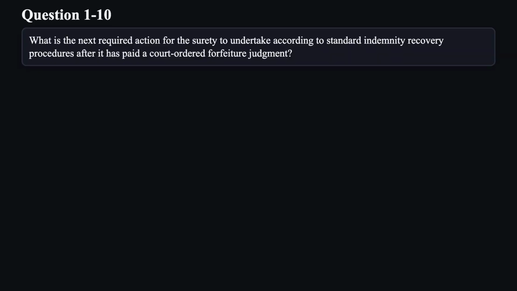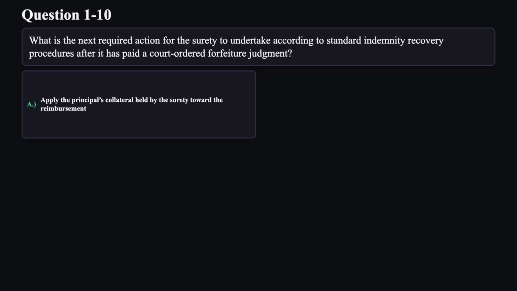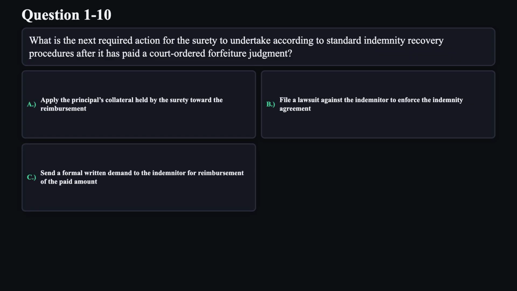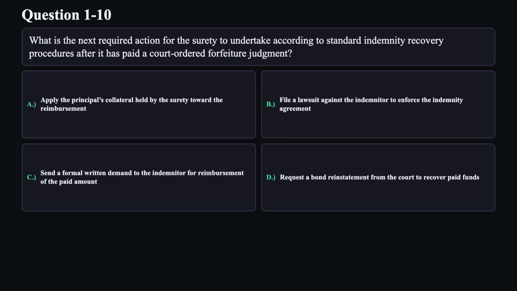Question 10. What is the next required action for the surety to undertake according to standard indemnity recovery procedures after it has paid a court-ordered forfeiture judgment? A. Apply the principal's collateral held by the surety toward the reimbursement. B. File a lawsuit against the indemnitor to enforce the indemnity agreement. C. Send a formal written demand to the indemnitor for reimbursement of the paid amount. D. Request a bond reinstatement from the court to recover paid funds.